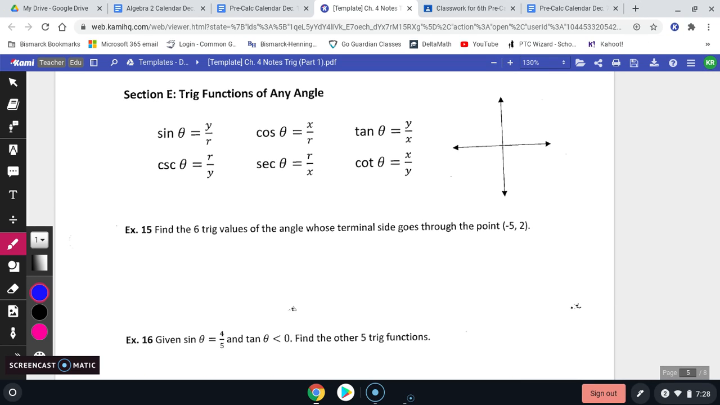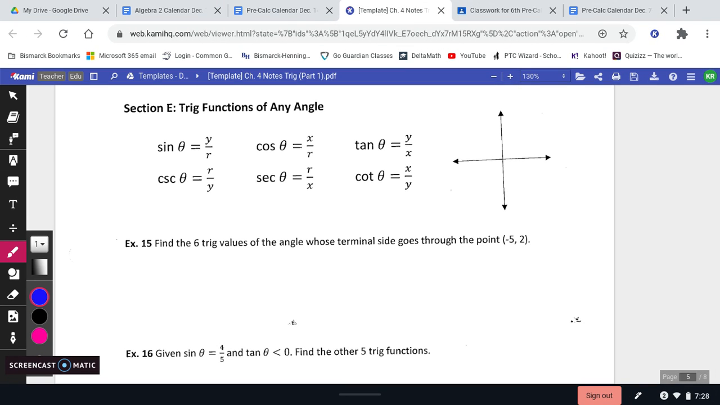All right, we're going to look at sections E and F today. So, trig functions of any angle. We've been talking about SOHCAHTOA, with the definitions that sine is opposite over hypotenuse, and so on. Here we can generalize that.